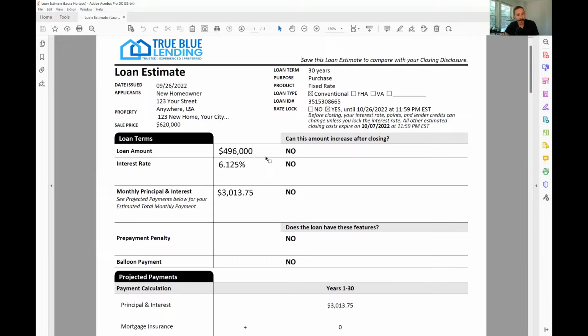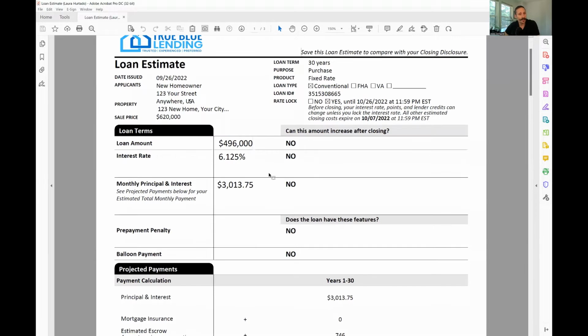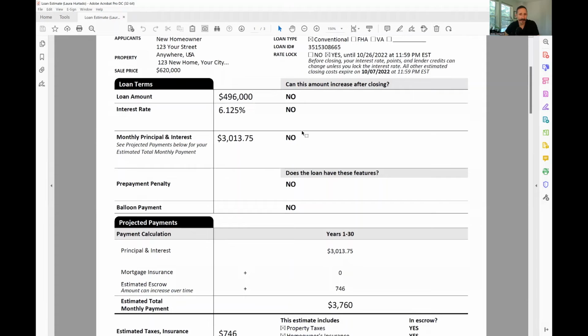And it says, can this amount increase after closing? The answer to that is no. So why is that important to you? Well, it's not an adjustable rate mortgage. So that rate is fixed for the entirety of the term of the loan. Monthly principal and interest payment, $3,013.75. Again, this cannot increase after closing. And the reason why is because it's a fixed rate loan for 30 years. And so that payment is going to remain the same.